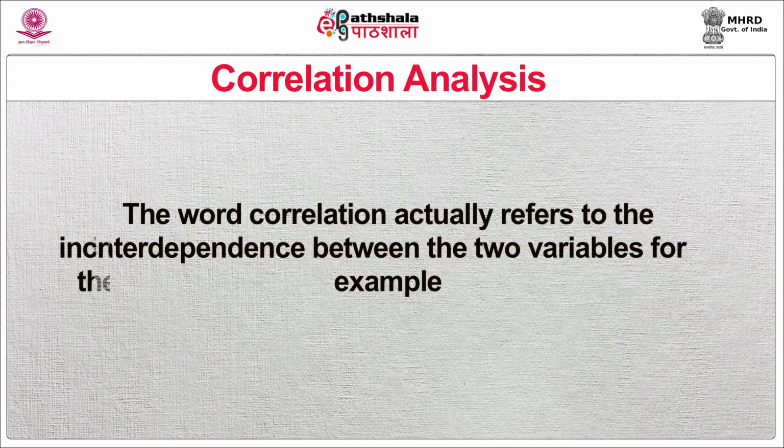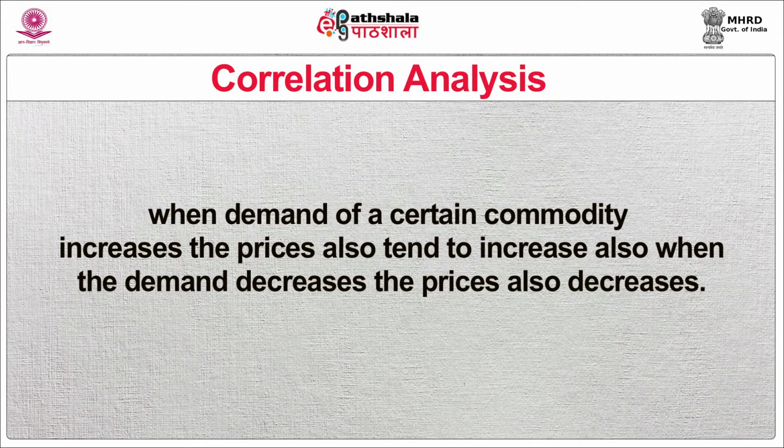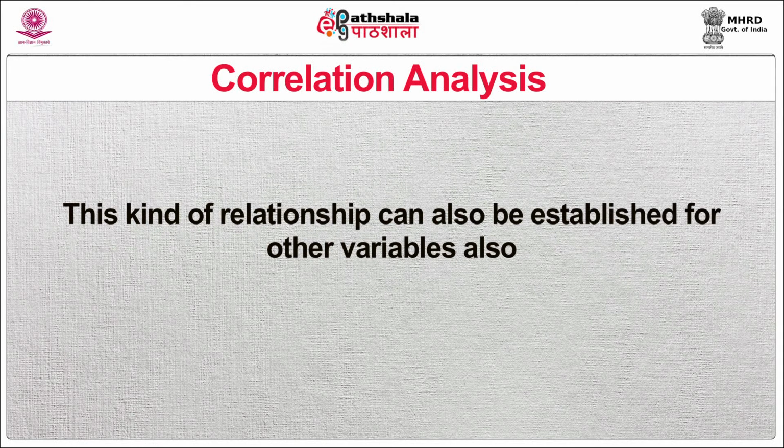For example, when demand of a certain commodity increases, the prices also tend to increase. Also, when the demand decreases, the prices also decrease. Now, this is the relationship between the demand of that commodity and the price of that commodity. Since both are going in the same direction, that is increasing or decreasing, it can be said that the relationship between them is positive. This kind of relationship can also be established for other variables also.